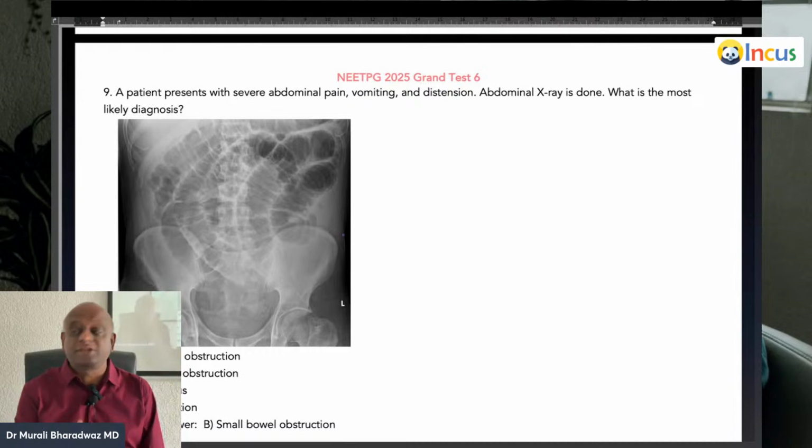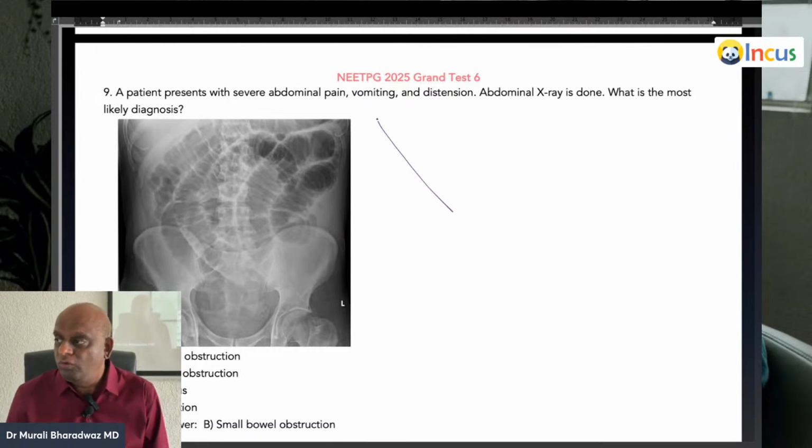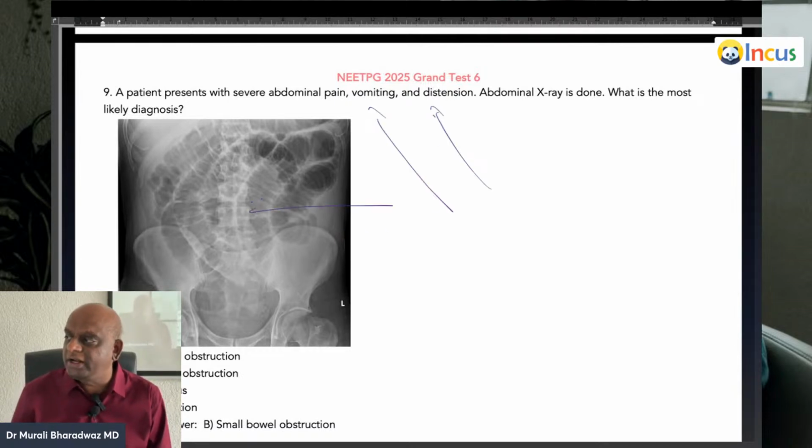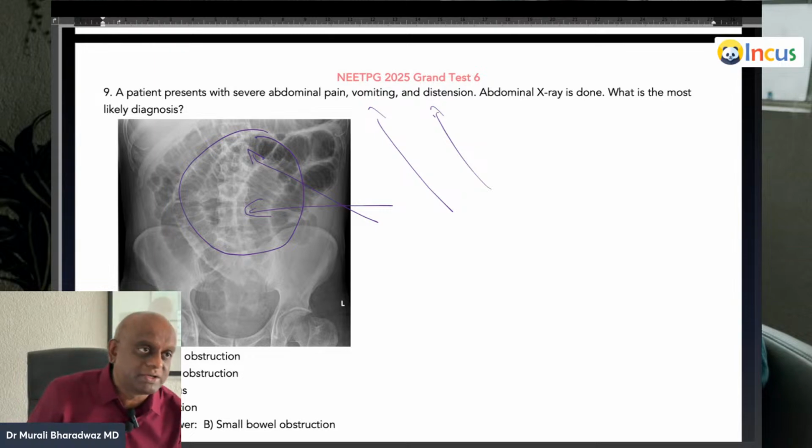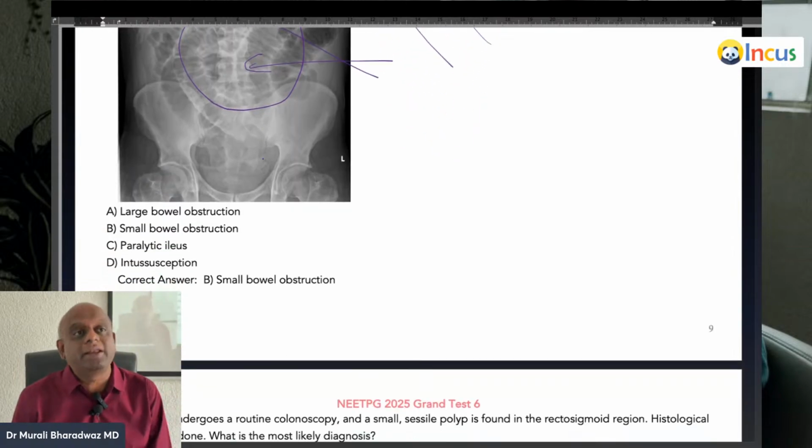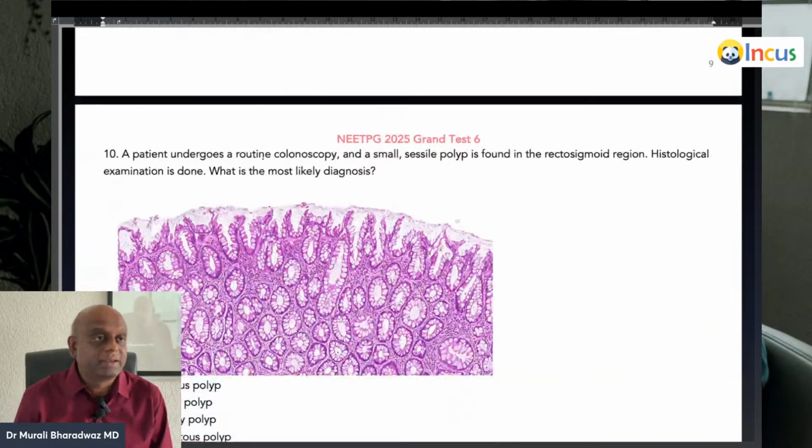A patient presents with severe abdominal pain, vomiting, distension, abdominal X-ray is being done. So what do you see here, doctor? Centrally located loops which are having air fluid levels, which is classical of small bowel obstruction.